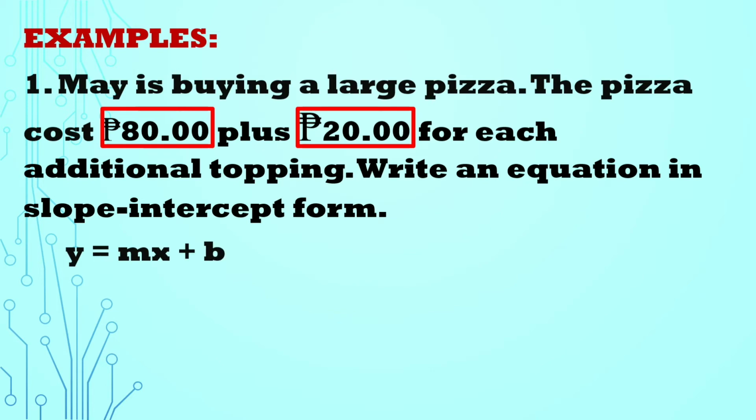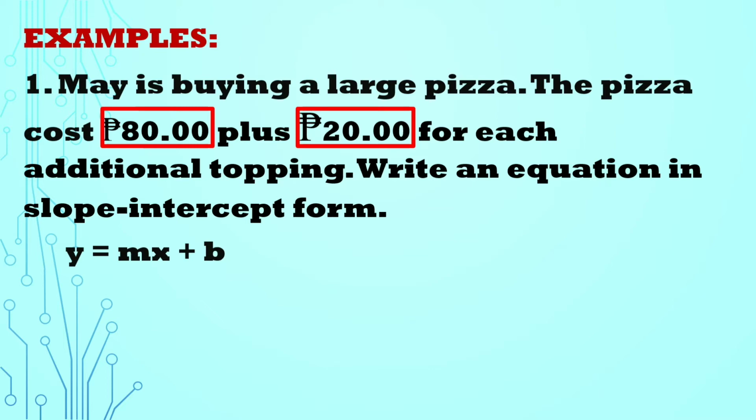So, we have the y equals mx plus b. So, ito yung ating slope-intercept form. So, ang ating y variable dito sa ating equation is yung amount ng large pizza. And then, yung ating slope, yun po yung ating 20 pesos. So, 20 pesos for each additional topping. And then, yung ating y-intercept, syempre, ito yung 80 pesos, which is the cost of pizza. At ang ating x variable, ito yung toppings. Pero, hindi naman natin kailangan siyang hanapin or gamitin.